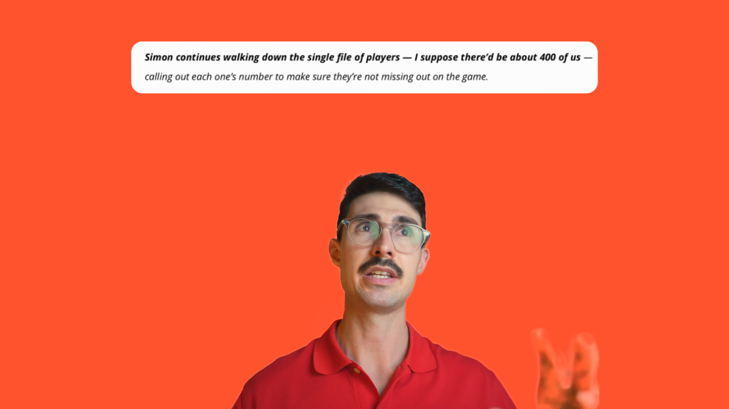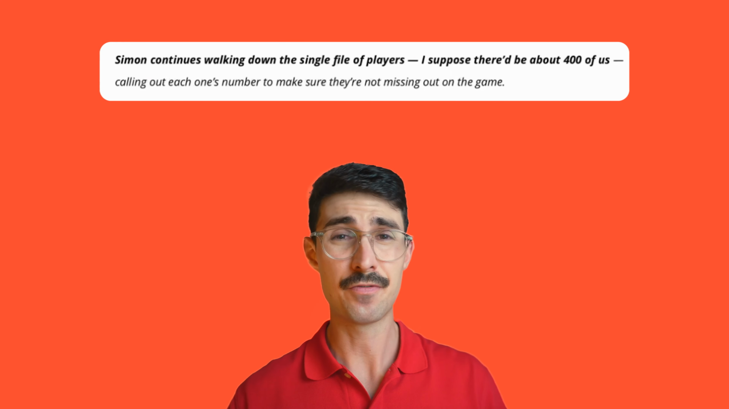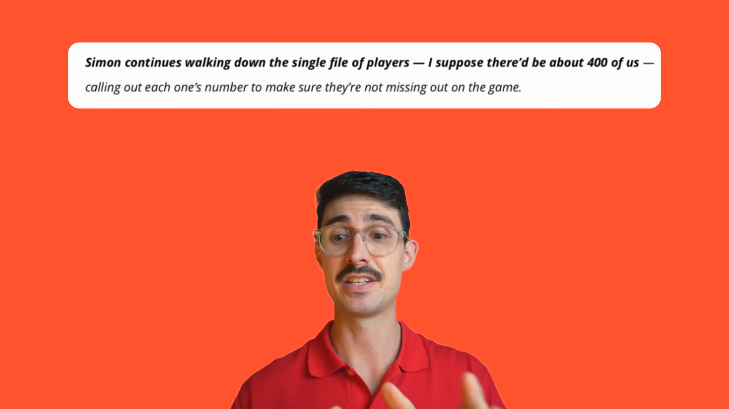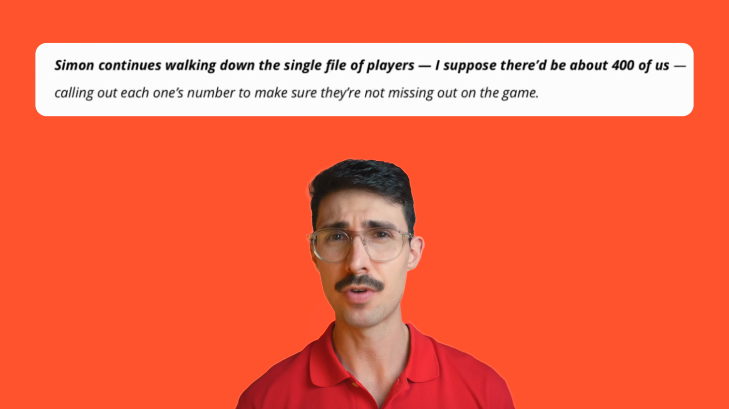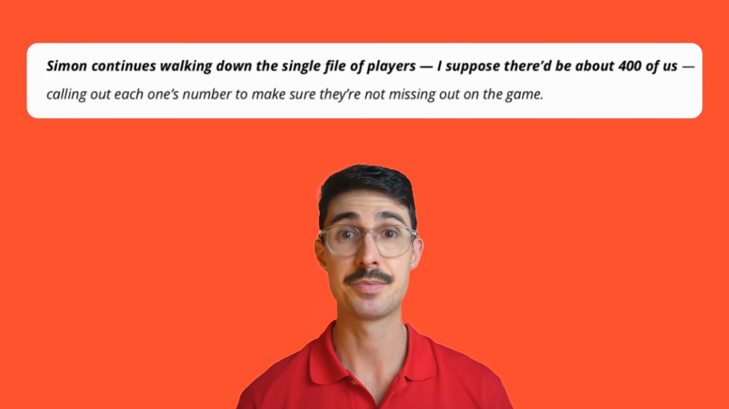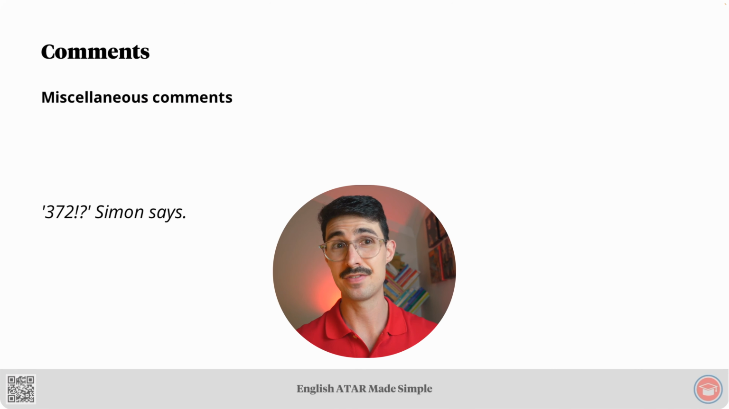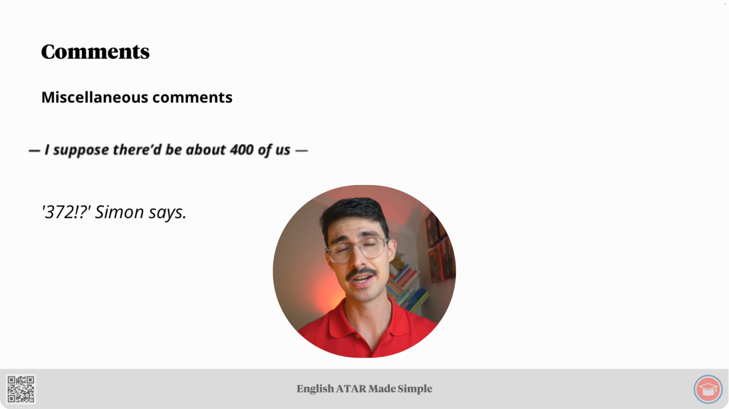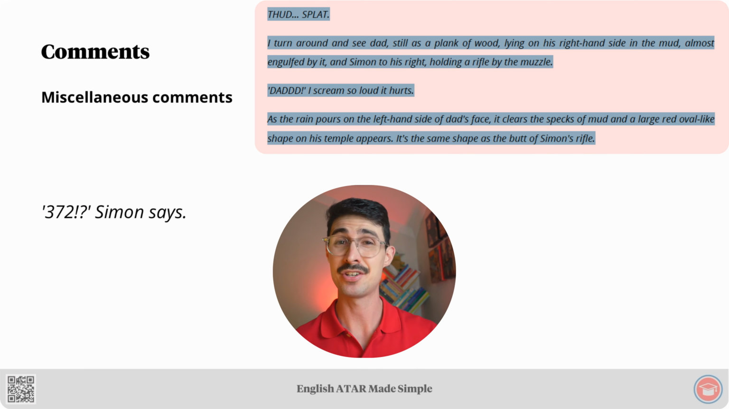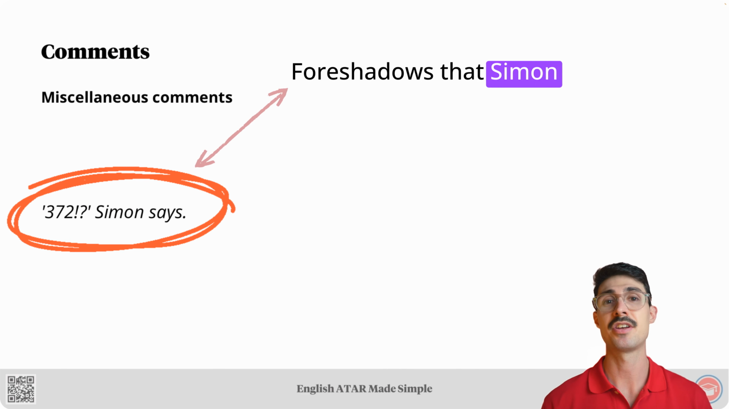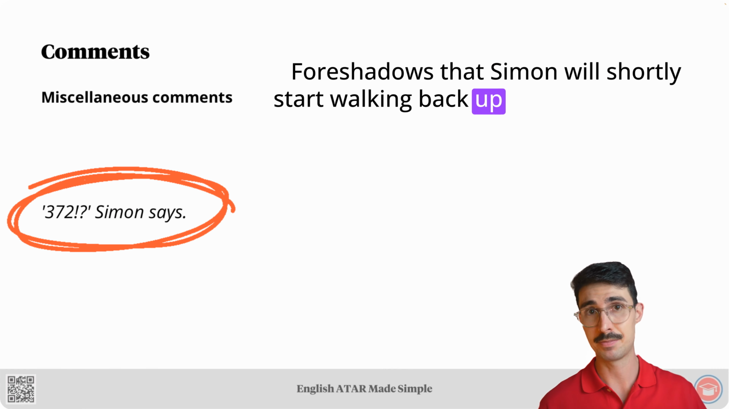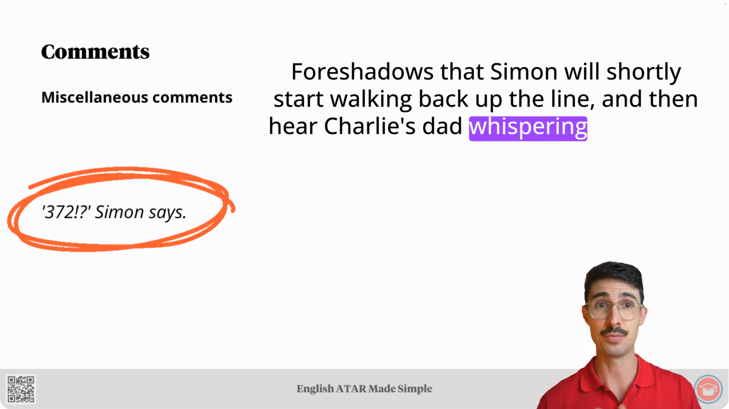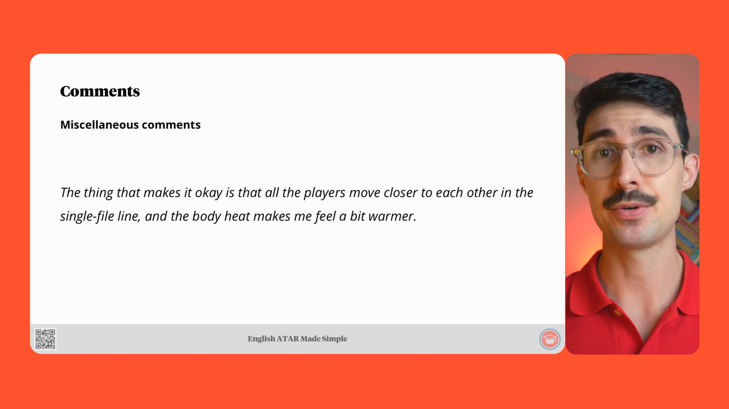Some other things to note here. The audience is told in the exposition section that about 400 players are lined up in single file and that Simon is conducting a roll call to ensure each player is present. Therefore, this opening line of the rising action tells attentive readers that the roll call is almost finished, which foreshadows what happens at the end of this section and makes what happened more believable. In other words, it foreshadows that Simon will shortly start walking back up the line and then hear Charlie's dad whispering to Charlie. Up next, we've got a few examples of sensory imagery.